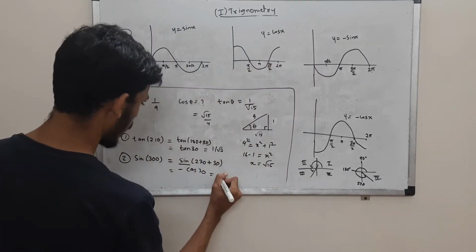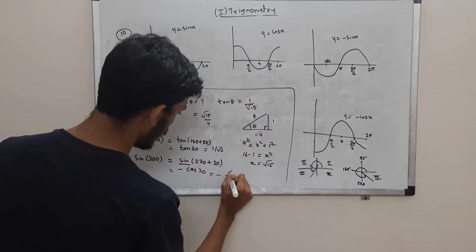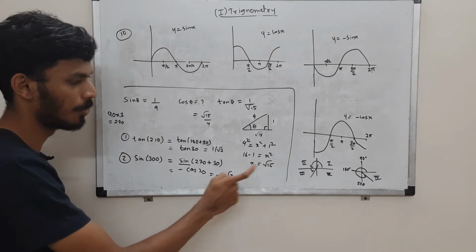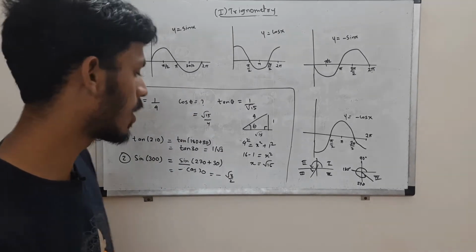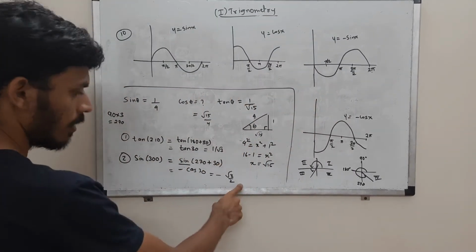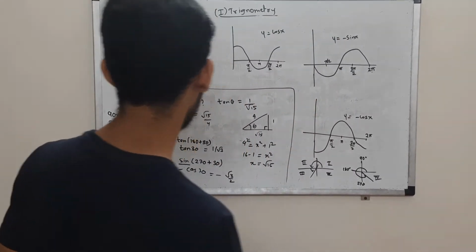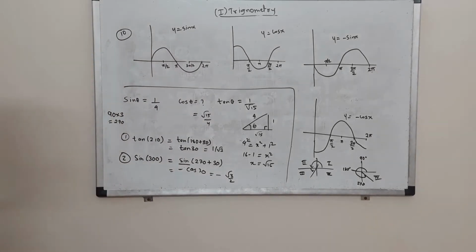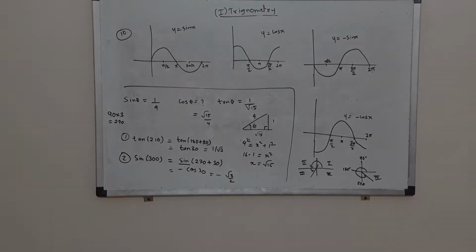Sine 30 is half, cos 30 is √3/2. Okay, so this minus sign and √3/2. Okay, so that's your answer. Let me check that. It's 1/√3 and minus √3/2. Yes, that's correct. Let's move to differentiation now. That's all from trigonometry.